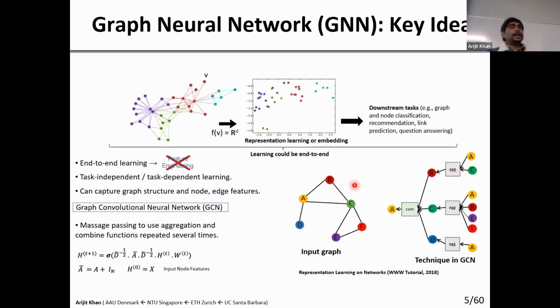And these days, machine learning is very popular, and in particular, the deep neural network. So similarly, in the context of graphs, we are also working on graph neural networks. What it does is it performs different kinds of downstream tasks such as graph classification, node classification, link prediction, etc. over the graph data.